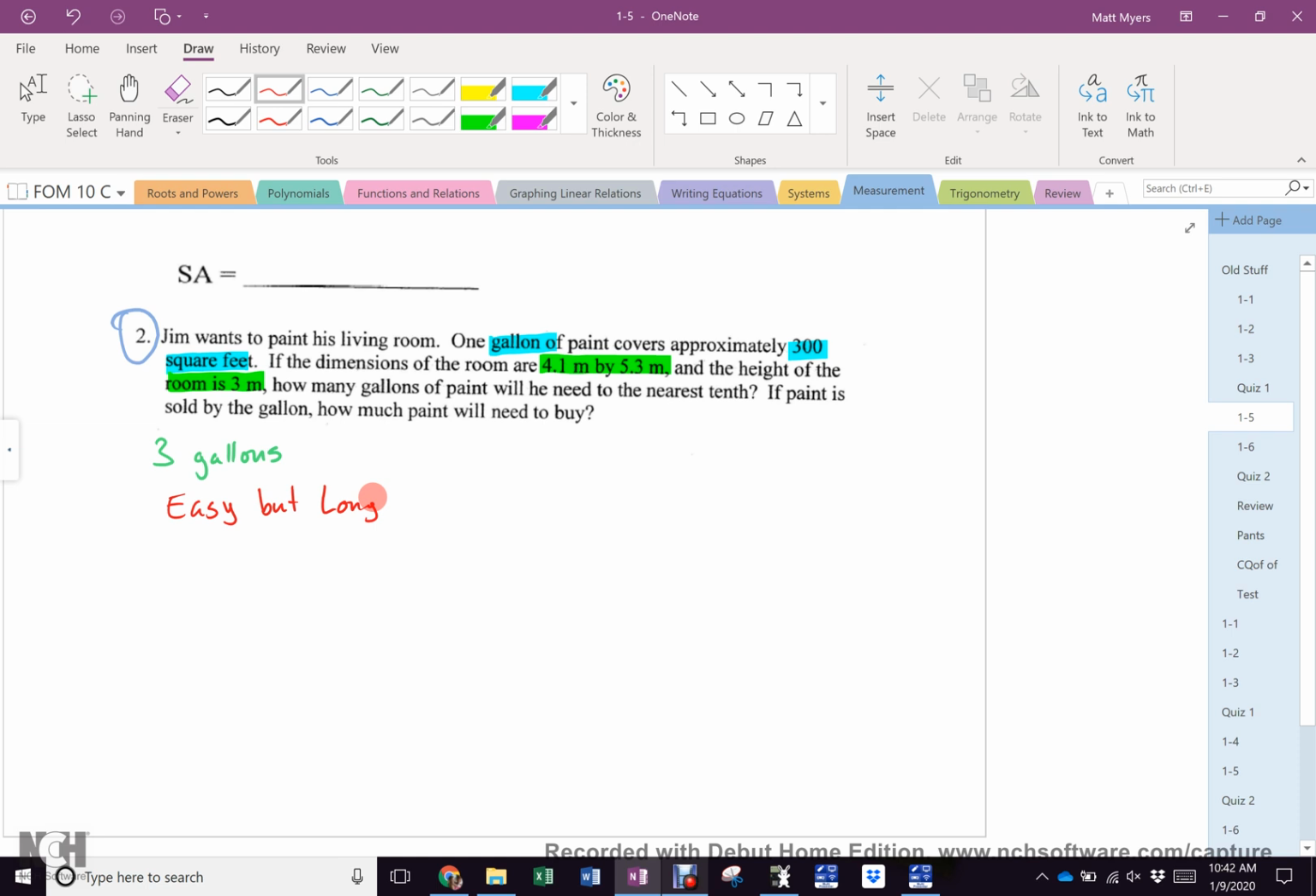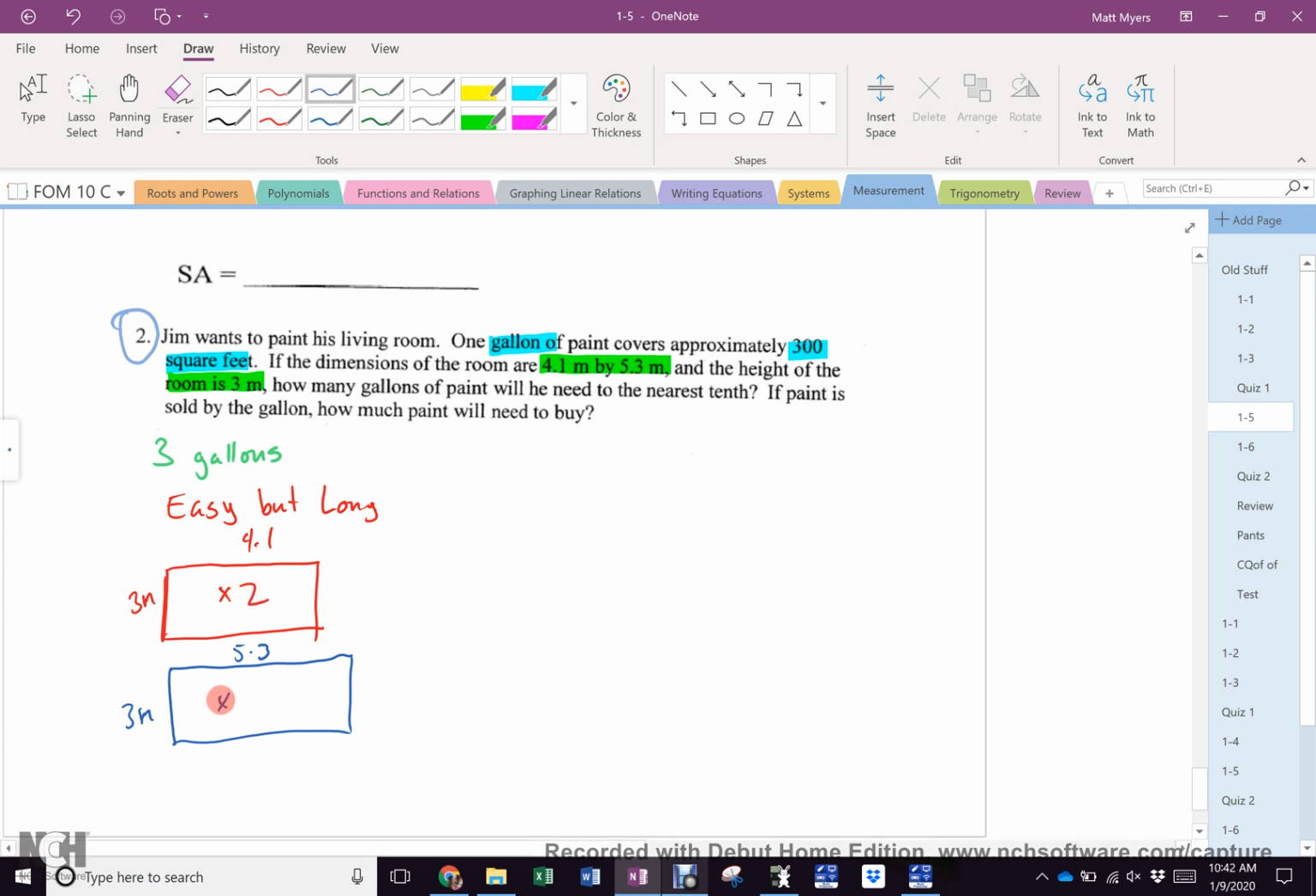So how tall is this room? Read the question. 3 meters. So I got one wall that is 3 meters tall, and how long? 4.1. Agreed? And I got my second wall is 3 meters tall, and how long? 5.3. Agreed? And of course, there's 2 of them and 2 of them. Because it's not a TV show. There's 4 walls, right? Okay.